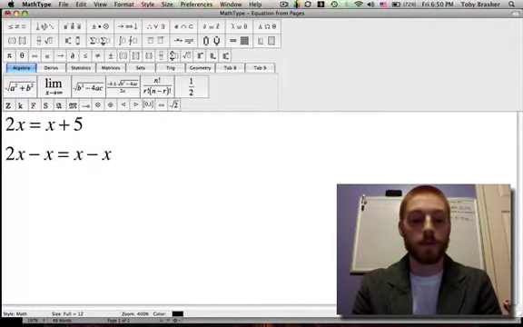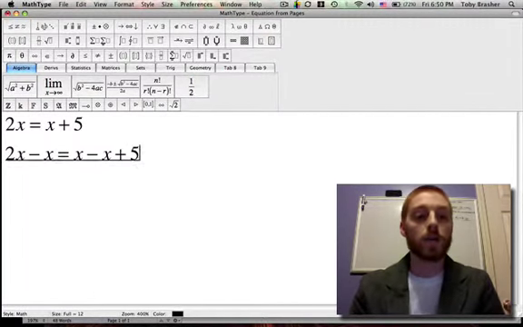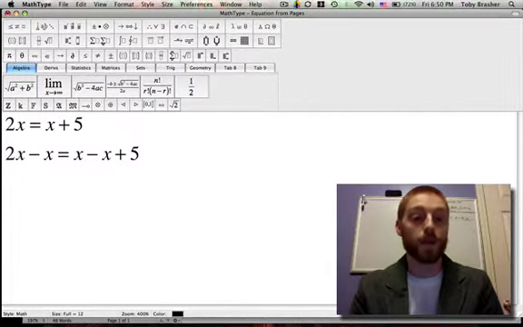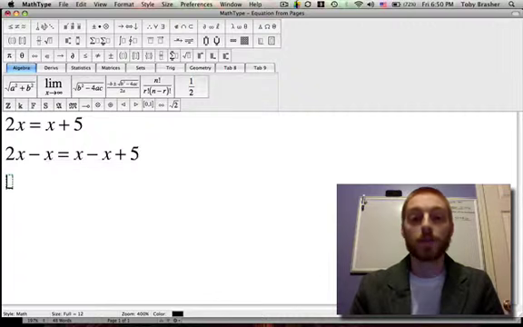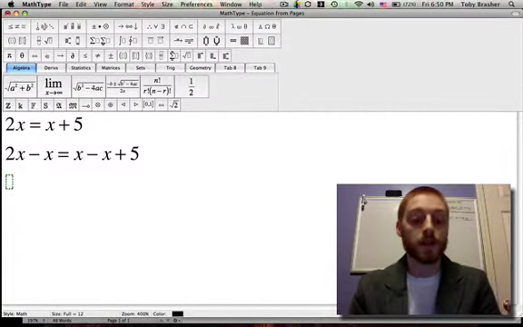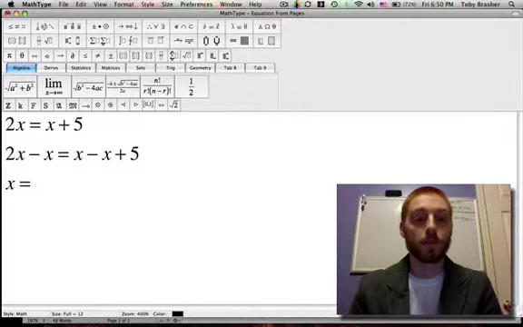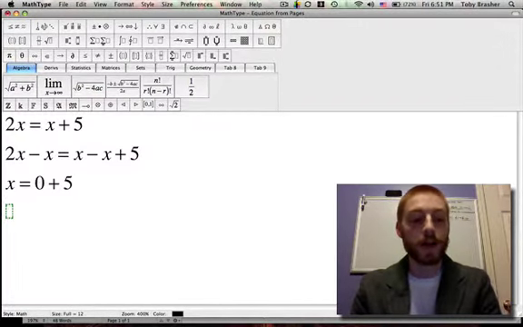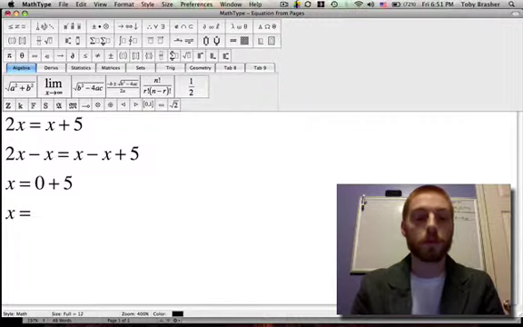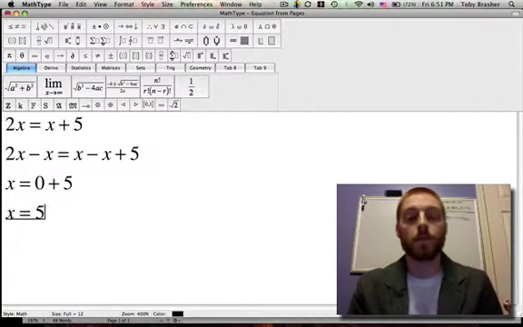So this is the statement I get: 2x minus x equals x minus x plus 5, where I've subtracted x from both sides. Then I know that 2x minus x is just x, equals x minus x, which is 0, plus 5. So then I have x equals 0 plus 5, or 5.